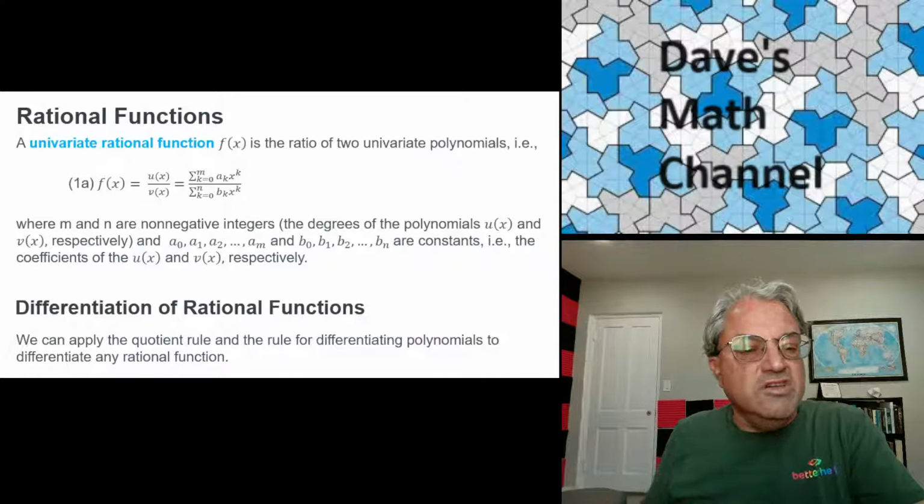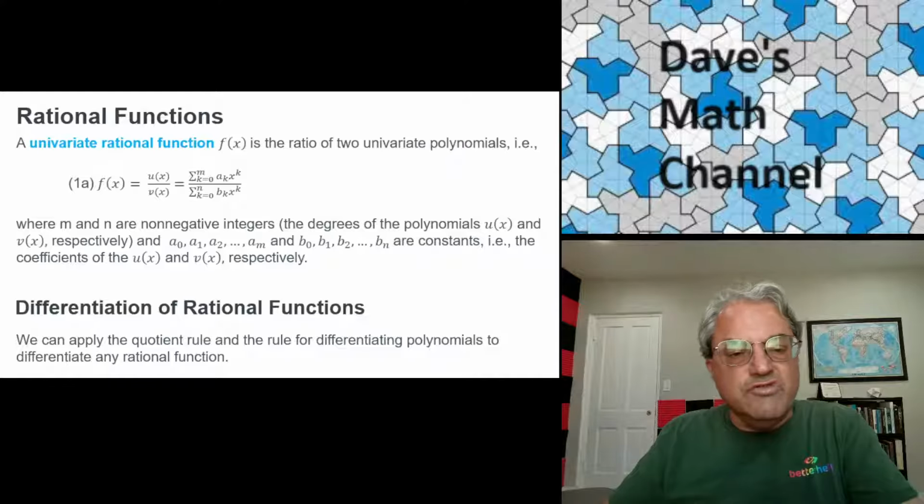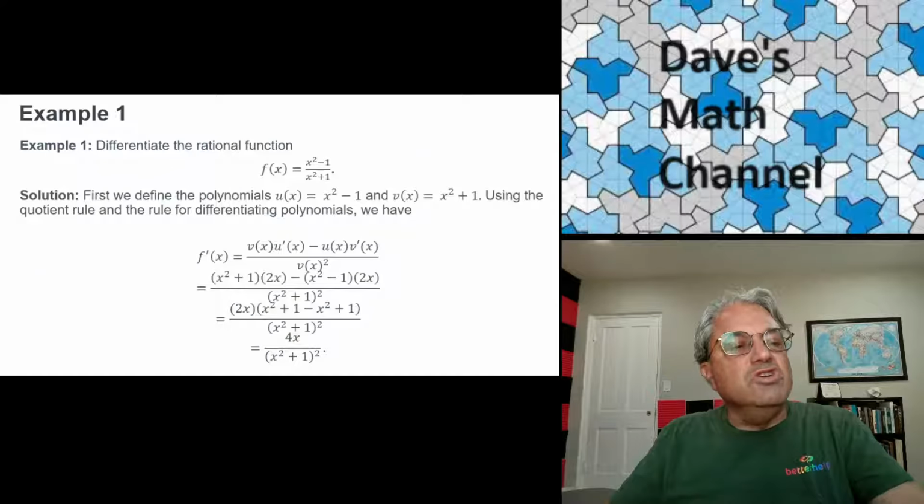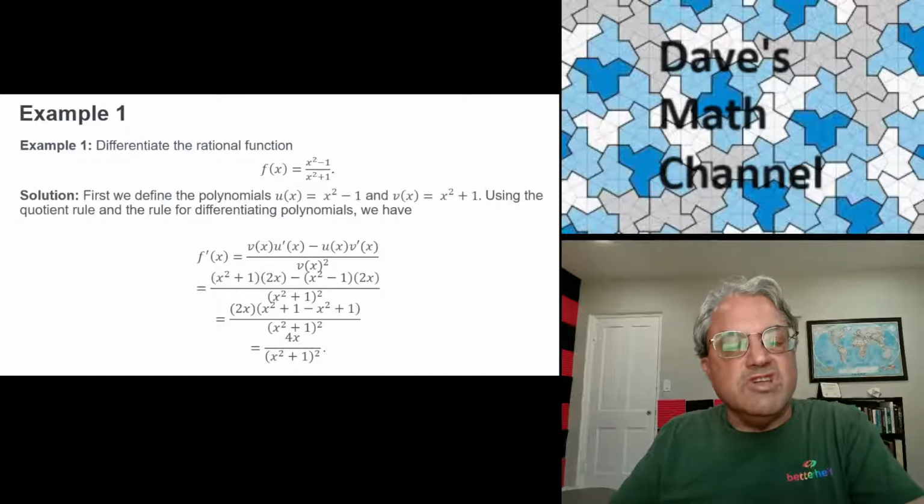And like I said, since we know how to differentiate polynomials, I went over that in the last lesson, we also know how to differentiate quotients. We know how to differentiate all rational functions. So nothing really more to be said about that. Let's just jump in and do some examples. So here's the first example. This is a pretty simple example.